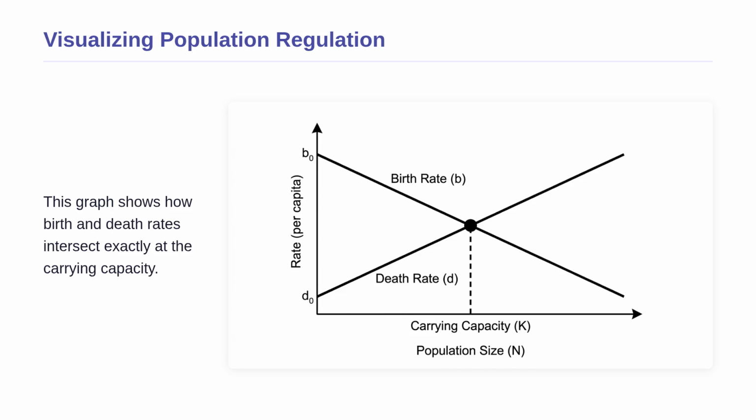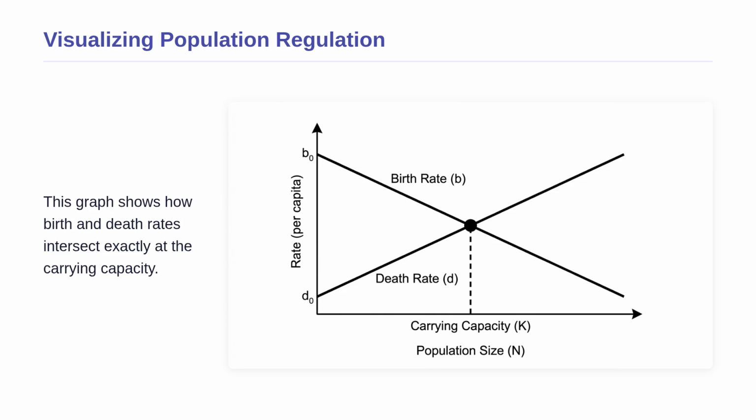Here, you are looking at a graph of density-dependent birth and death rates. The horizontal axis represents the population size, N, and the vertical axis represents the per capita rate. Notice the downward sloping line starting at B0. This shows the birth rate dropping as crowding increases. The upward sloping line starting at D0 shows the death rate rising.